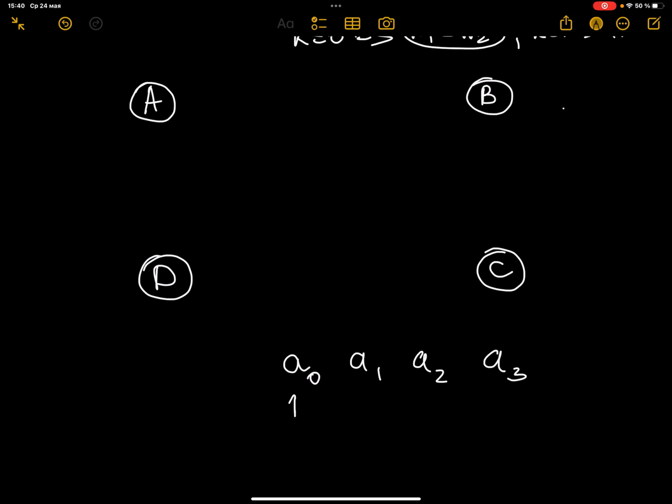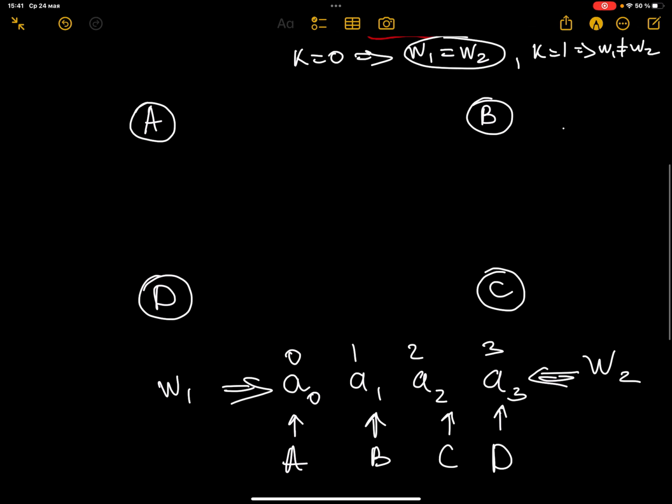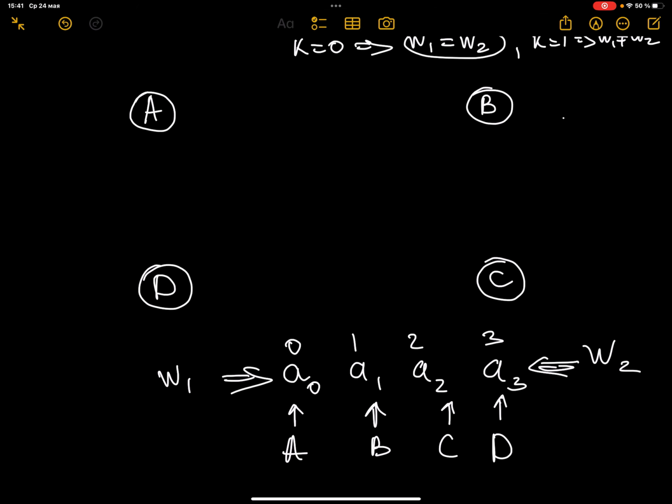So for A0, the bits at index 0, 1, 2, 3 are the values of W1 and W2, for the cases when W1 and W2 have the same value. So this A is responsible for A0, this is for B, this is for C. I will explain it now. What I mean is that, let's say we are at state A.